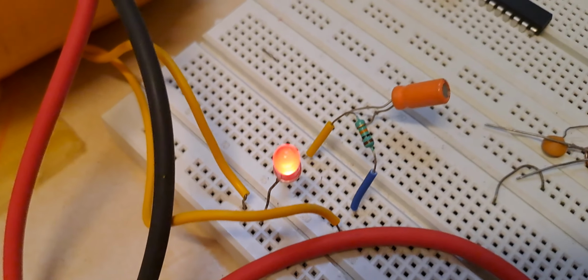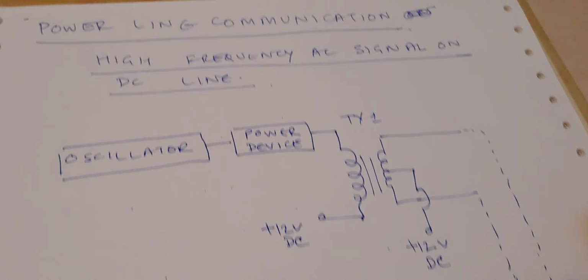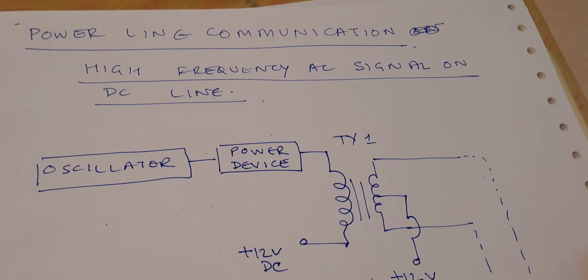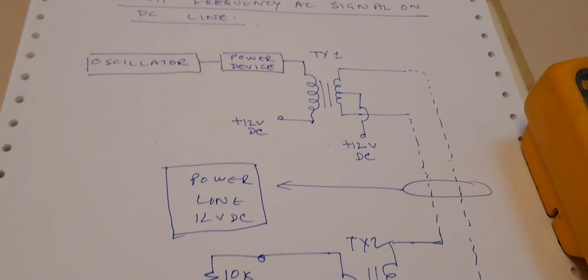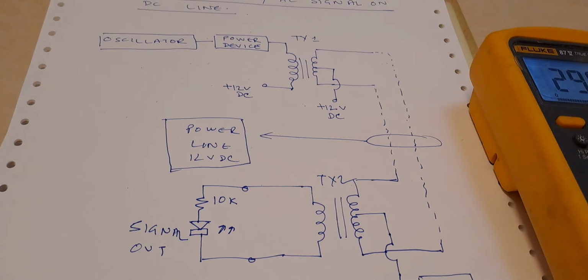So from here we can sample out the data. Like this, we can make power line communication using a high frequency AC signal on a DC line. This circuit is under development and under test. I will publish further videos on this topic.